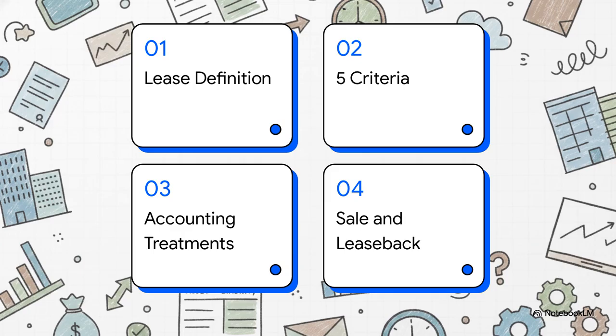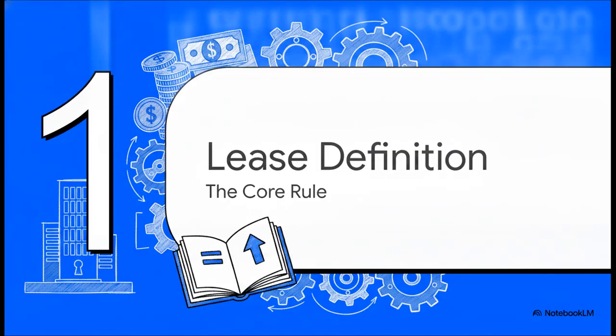Here is our quick roadmap for today's Foundations lecture. We're going to hit Section 1, the lease definition and our core mantra. Section 2, the 5 classification criteria. Section 3, accounting treatments for both sides of the deal. And finally, Section 4, sale and leaseback transactions. Let's jump right in. All right, Section 1.